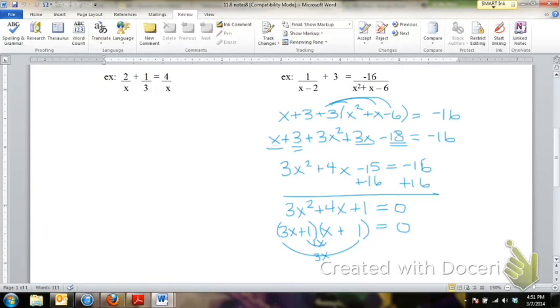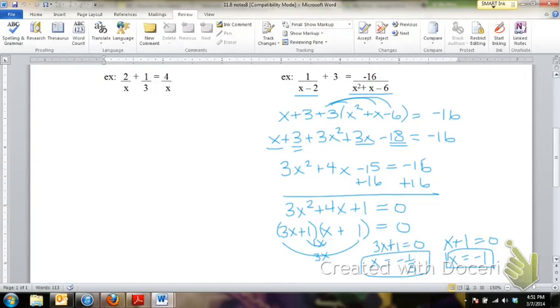Now, because of the equal sign, I have to go the extra step. 3x plus 1 equals 0, and x plus 1 equals 0. Solve them. You get -1 and -1/3. And neither of those will give me a 0 in the denominator, so I get to keep both.